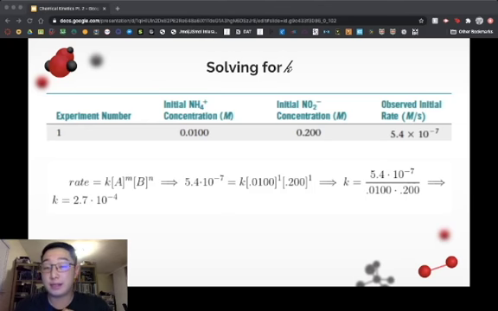So it's actually pretty simple. Again, at this point, it's really just basic algebra. You just have to plug in the data. I did an example with experiment number 1. If you want to get some practice on it, you can go back to one of the other experiments in the slide and try it again, but you're going to get the same answer. In this case, K is equal to 2.7 times 10 to the power of negative 4.